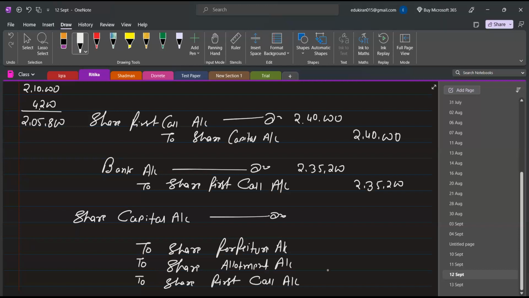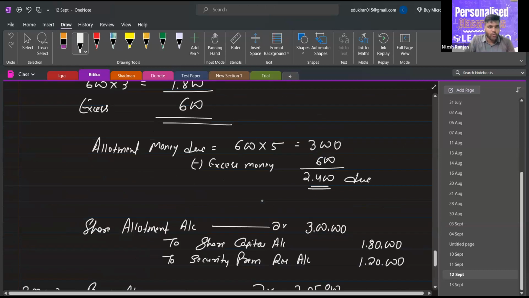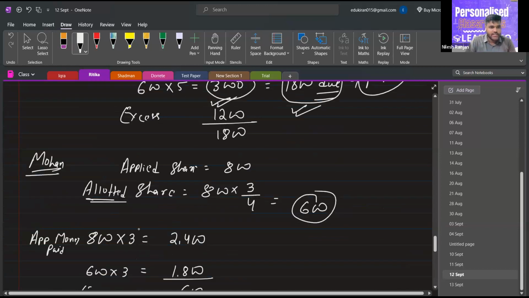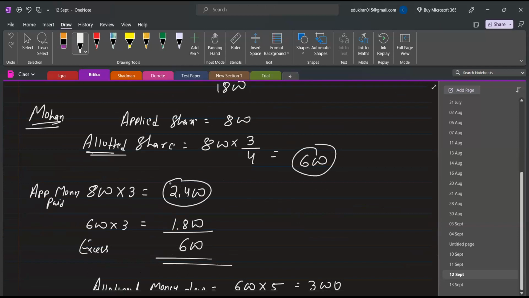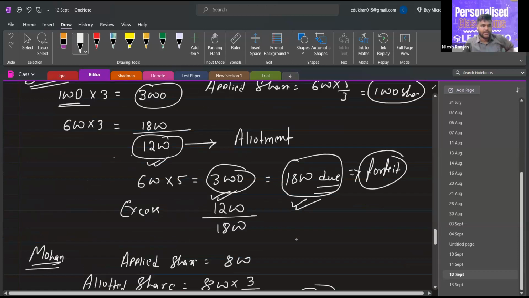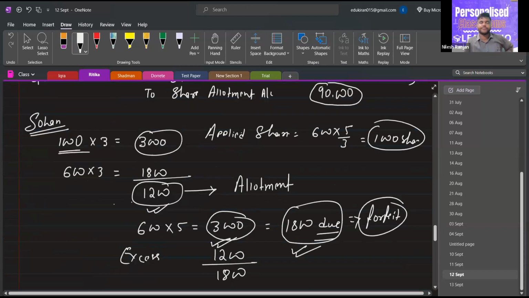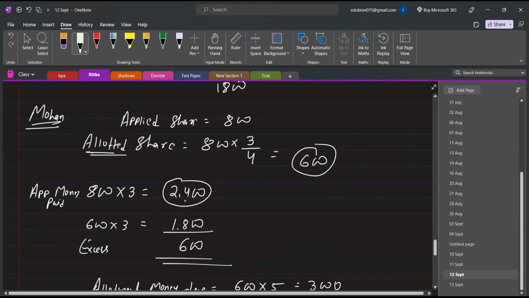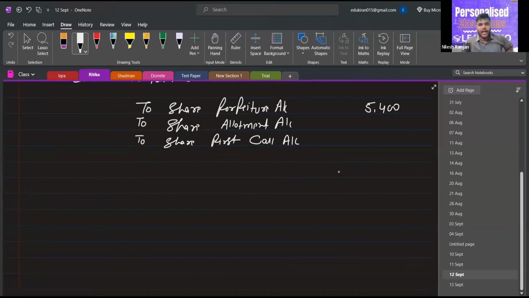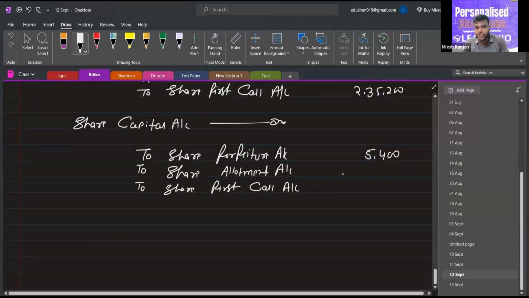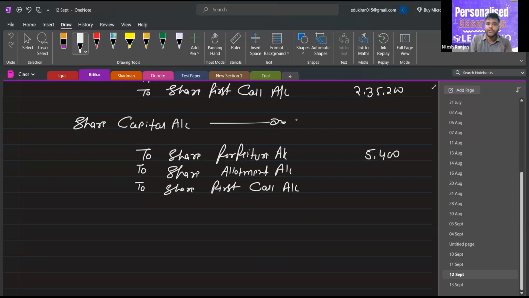Okay, sir. Now, how much amount is paid by Mohan and Sohan? Mohan has paid application money, 2,400. Yes, sir. And Sohan has paid 3,000. So 3,000 and 2,400, total 5,400 is received. So it will be forfeited. And we have given these two 1,200 shares. So 1,200 into 10, 12,000.